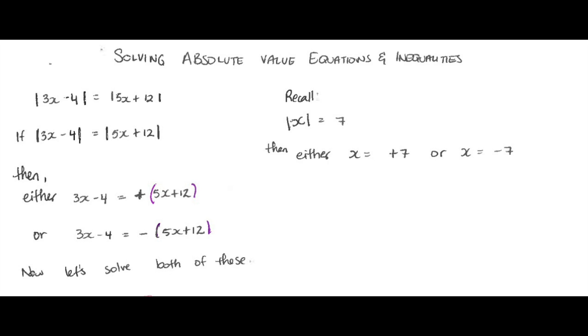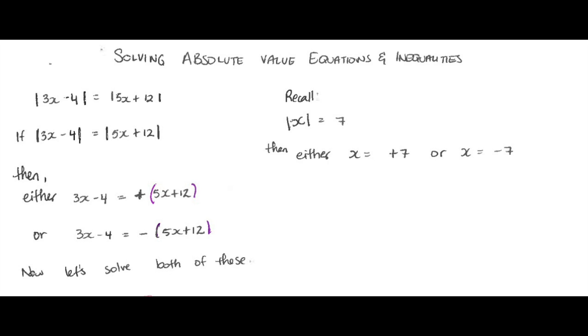Now, remember from class that we said that if we had the following, the absolute value of x is equal to 7, then either x is equal to a positive 7 or x is equal to a negative 7. Because remember, absolute value just turns whatever the number is, if it's negative or positive, into a positive. Let's think of it like that.